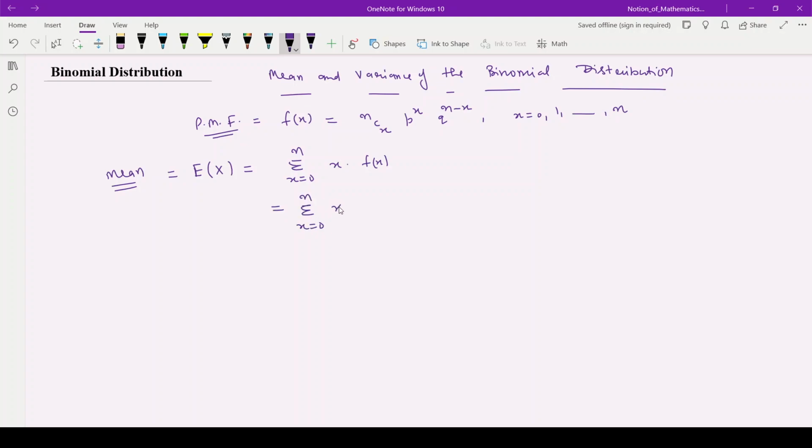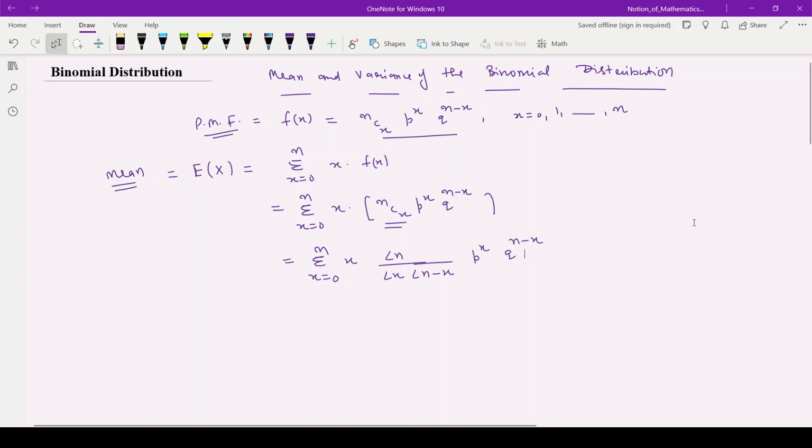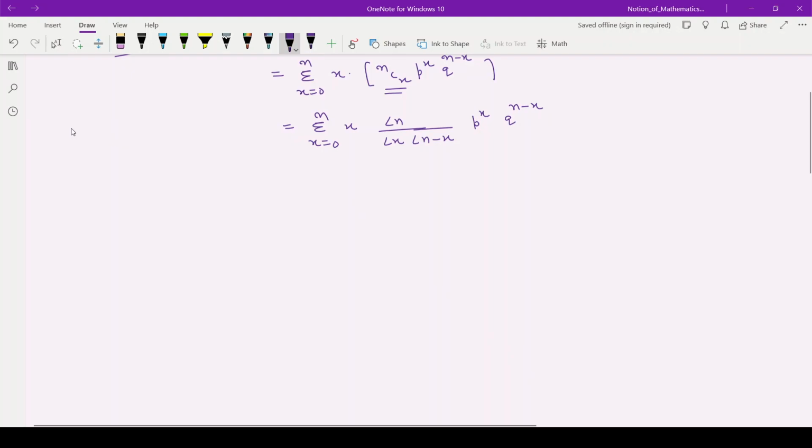x equal to 0 to n x into, and what is the value of f(x)? It is nCx p to the power x q to the power n minus x. So here I can utilize the formula of this nCx, that is factorial n upon factorial x into factorial n minus x, that is p to the power x in multiplication and q to the power n minus x. Now thereafter I can utilize the formula factorial n is n factorial n minus 1 and factorial x is x factorial x minus 1.